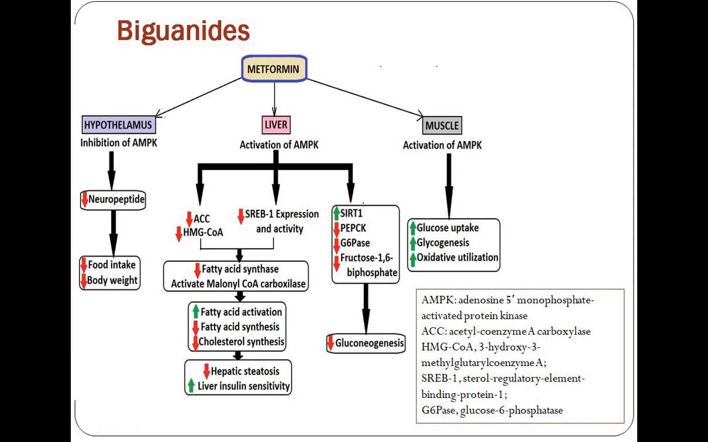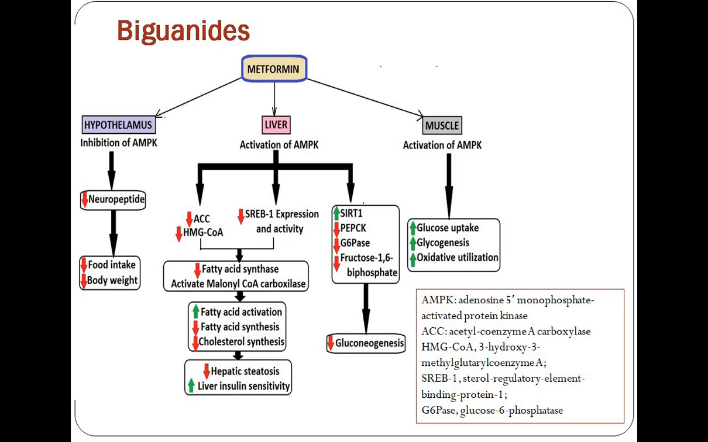That means resistance is the main problem with type 2 diabetes. Now insulin sensitivity will be enhanced by the biguanides. And you can also find that it is increasing SIRT1, then PEPCK, then glucose 6-phosphatase, fructose 1,6 bisphosphatase, so that gluconeogenesis in the liver is also reduced.